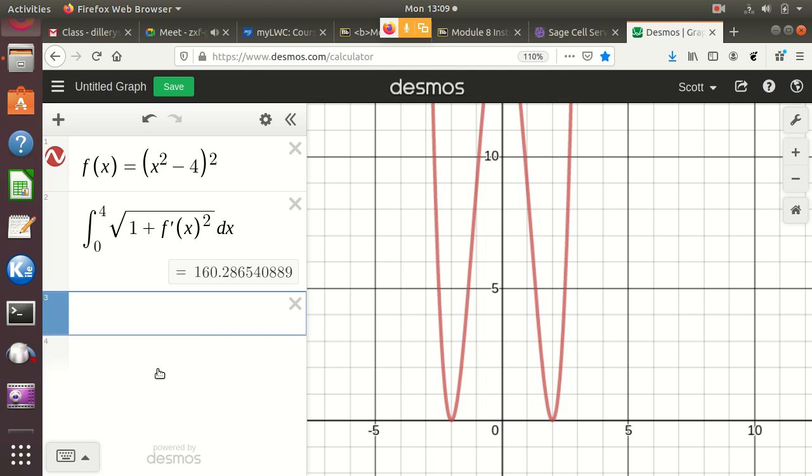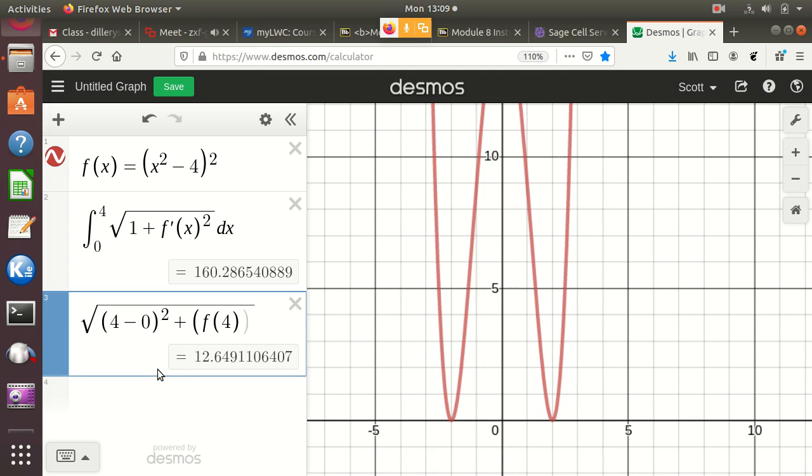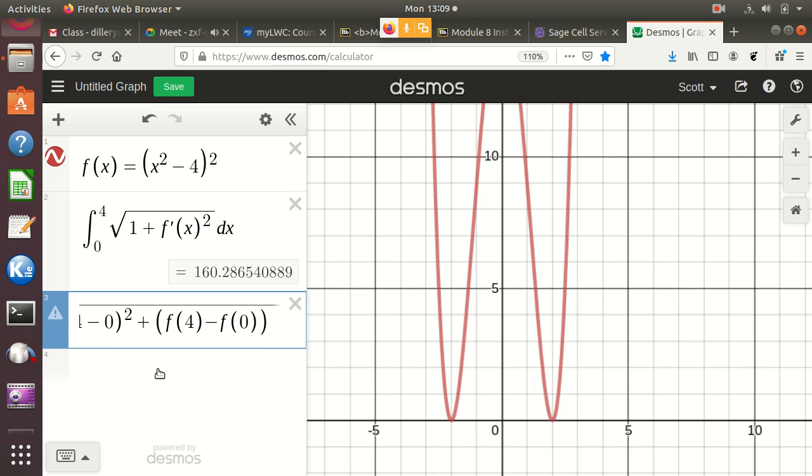Let's see, so I just want the square root of the 4 minus 0 squared, and then plus f of 4 minus f at 0, squared. And we get an answer that I might have expected, quite low relative to the 160, the 128.